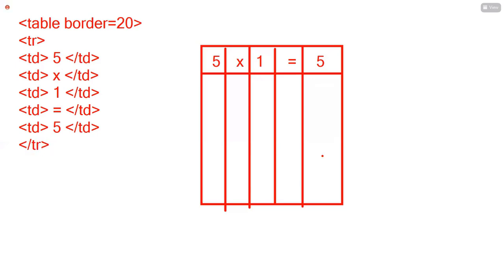Now you observe. Table border equal to 20. This table border, 20 pixels, I given. TR, it is the first row. In the first row, it is one cell, TD. Again second cell, third cell, fourth cell, fifth cell. That row completed. This is for the first row. Now second row, again, third row, again, because any loops are there in HTML?